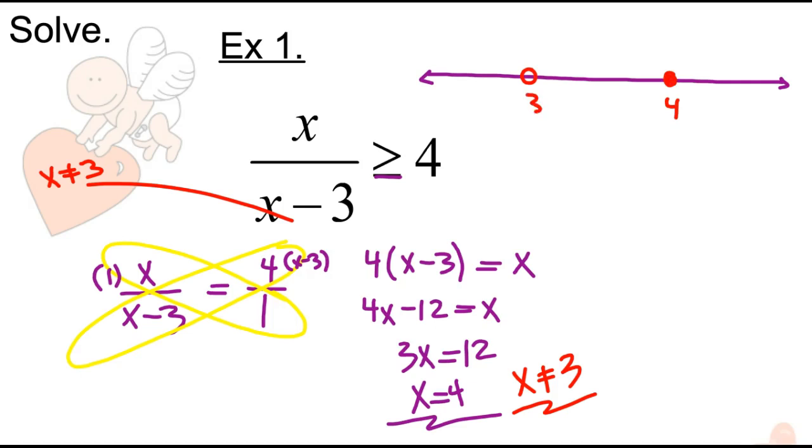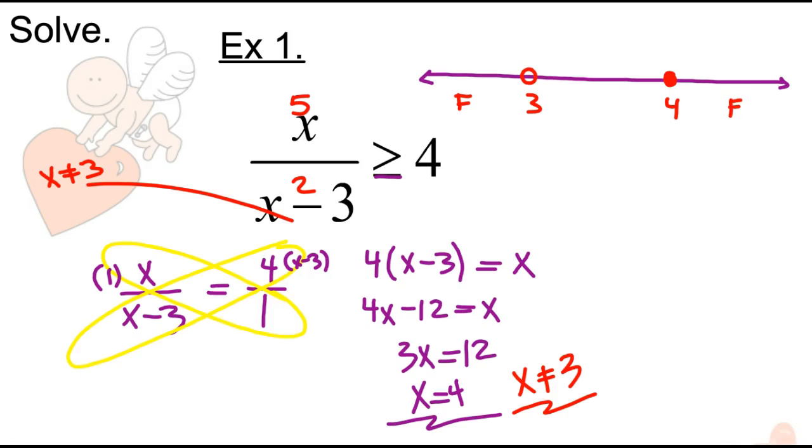Okay. So now we have to do our test points and see if it's going to be all the numbers in between or on the outside. So put 0 in there. We get 0 over negative 3. 0 over negative 3 is 0, and that's not greater than 4, so it's false. What about 5? We put a 5 in there. 5 over 2, that's going to be 2.5. That's not greater than 4. That's also false. So it should be true in between.